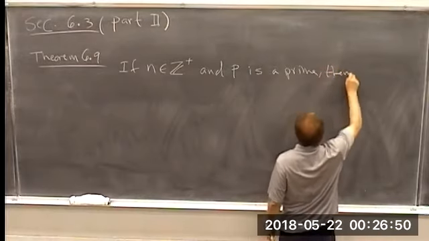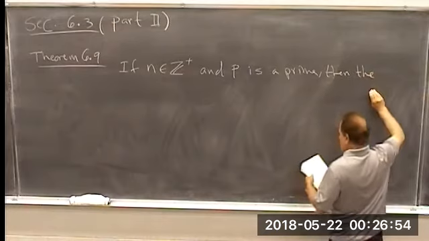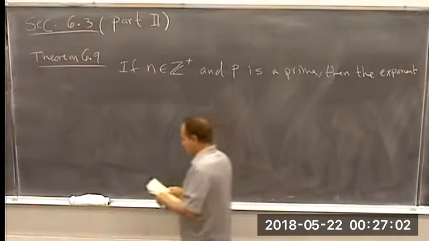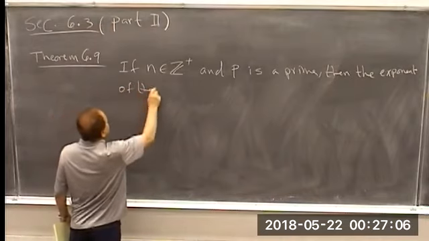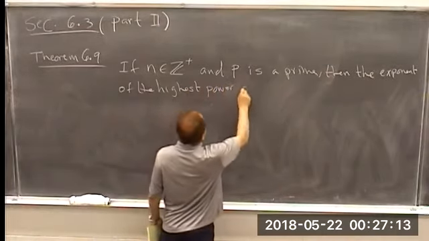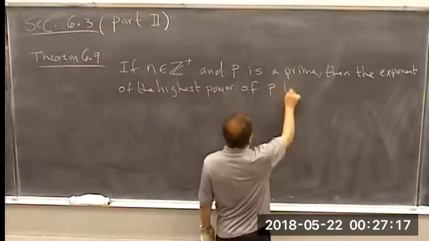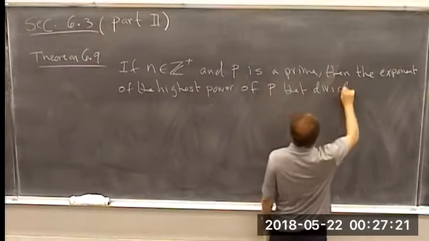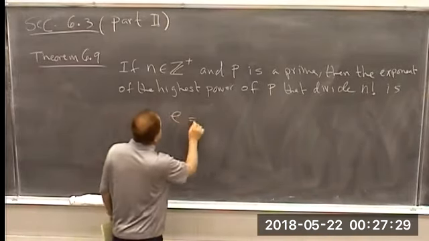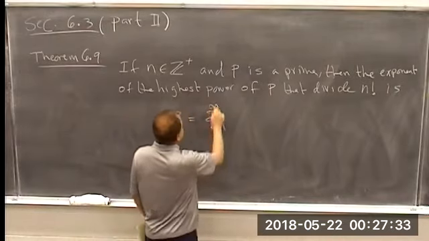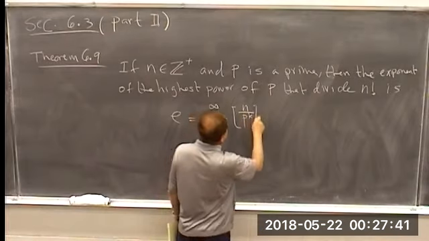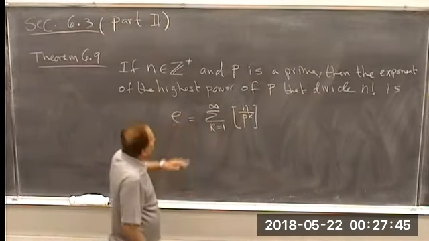Then the exponent of the highest power of p that divides n factorial is equal to the summation, k equal 1 to infinity, bracket n over p to the k, where the bracket is the greatest integer function, and that's it. Now, let me explain this summation.